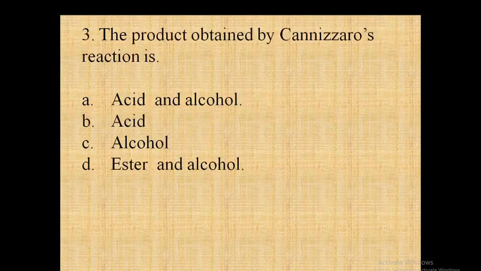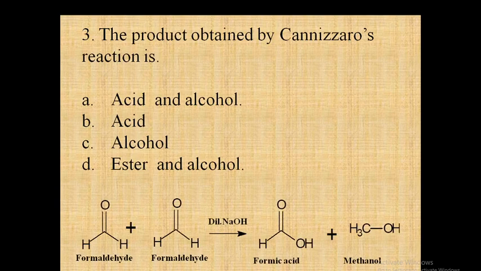The product obtained by Cannizzaro reaction. What's the Cannizzaro reaction? Here is the Cannizzaro reaction. A carbonyl compound which does not have alpha hydrogen atoms, here formaldehyde, will undergo a redox reaction, an oxidation reduction reaction, in the presence of basic medium. One molecule will undergo oxidation and the other will undergo reduction to form acid and alcohol. Formic acid and methanol are the products. So definitely the product in Cannizzaro reaction is acid and alcohol.